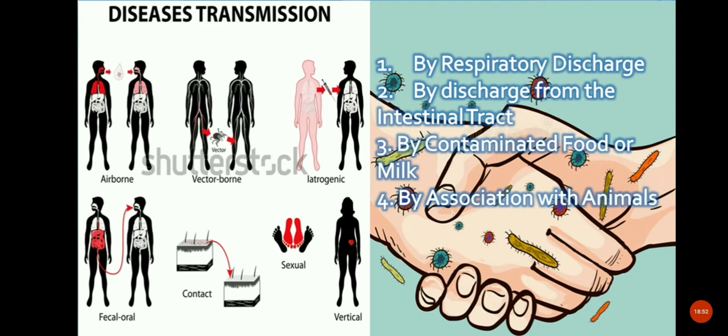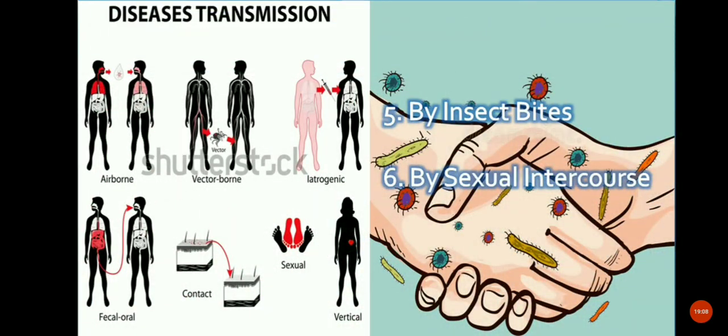Number 4 is by association with animals, like brucellosis, leptospirosis, anthrax, and rabies. Number 5 is by insect bites. We also include malaria, yellow fever, typhus or louse-borne, filariasis or mosquito, African sleeping sickness or tsetse fly, dengue by mosquito. Then we have the rat flea.